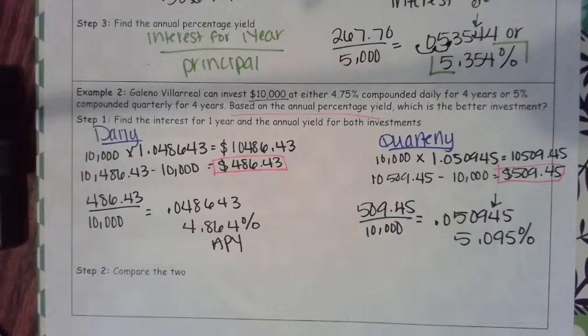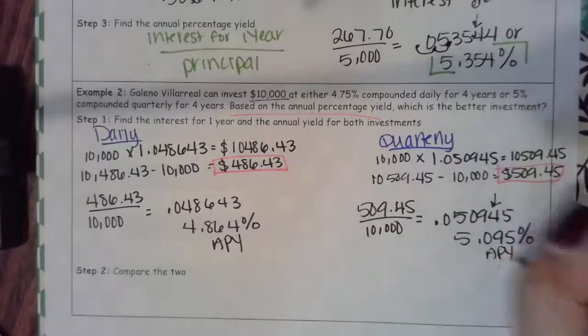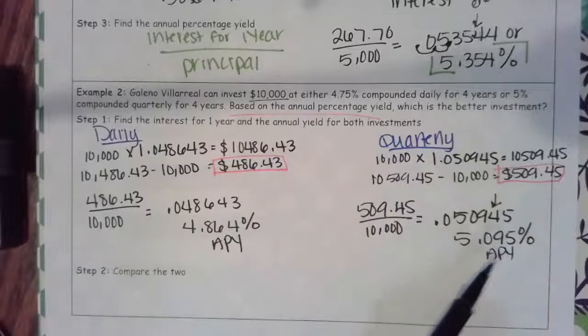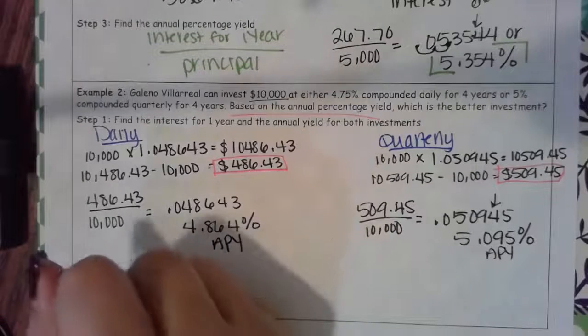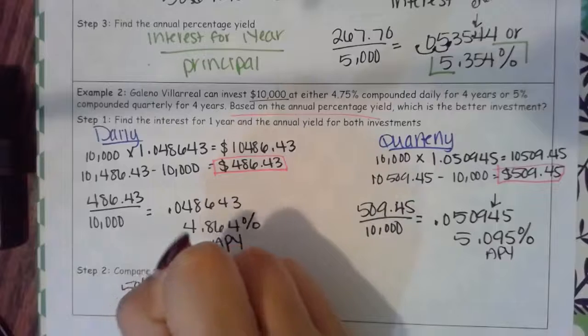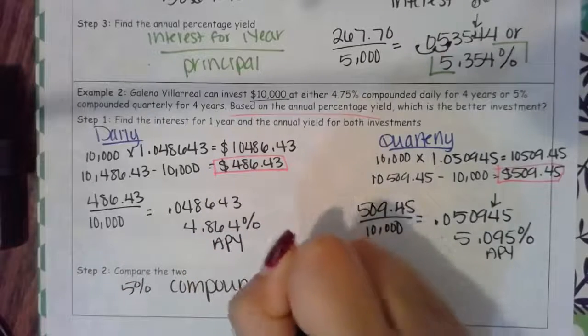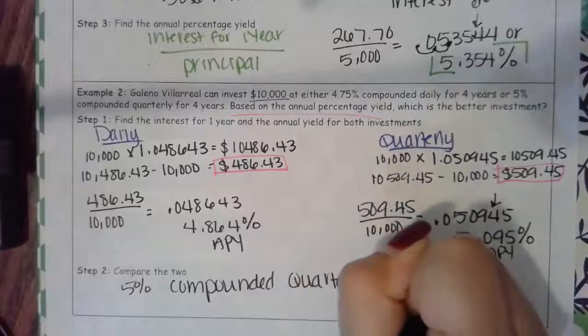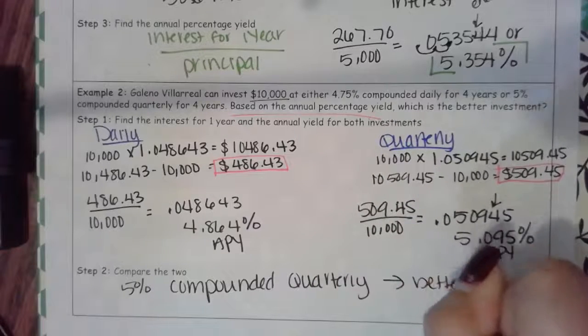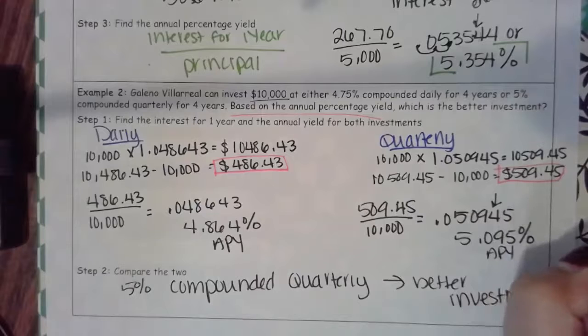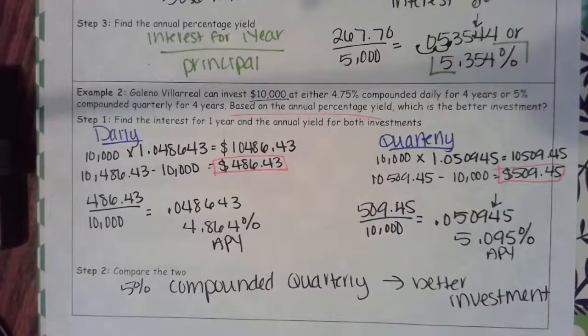So now you're looking at the annual percentage yield. You couldn't tell looking over here, but looking here, you can tell that 5% compounded quarterly is your better investment. You're getting more back doing the quarterly than you are doing the daily, and it might not seem like much in 1 year, but it's going to make a difference in the 4 years. And that is the end of that.